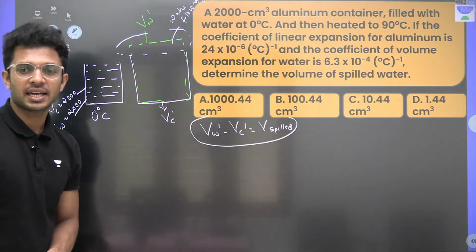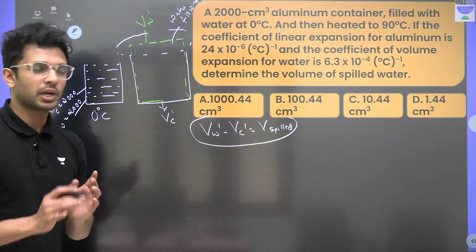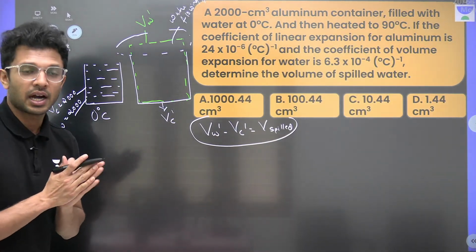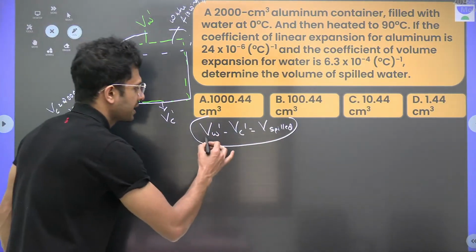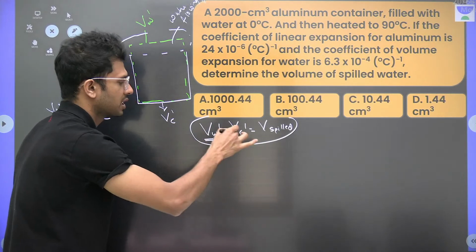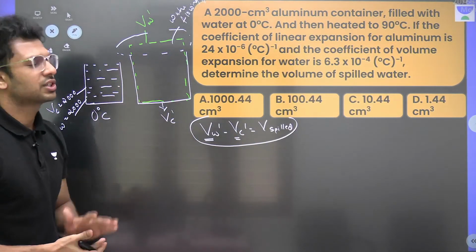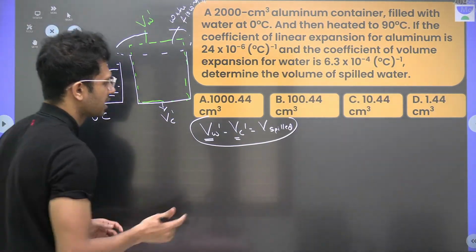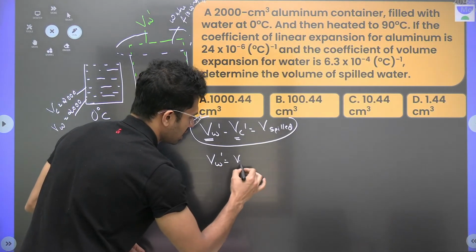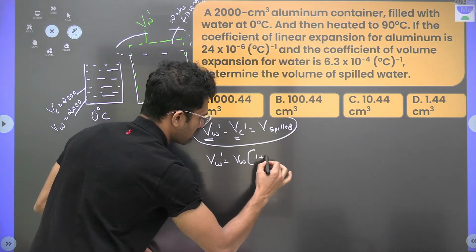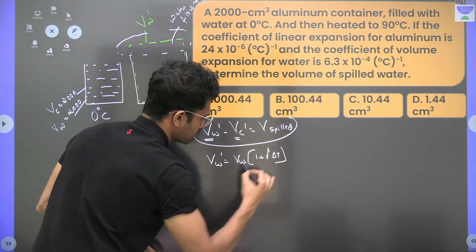Any doubt is there or not? No doubt, I suppose, right? Understood the method of finding volume spilled? Now our only task is to find out the volume of the water and container when temperature is increased. We have the formula. What is it? Volume of the water is equal to initial volume of water into 1 plus gamma delta T.